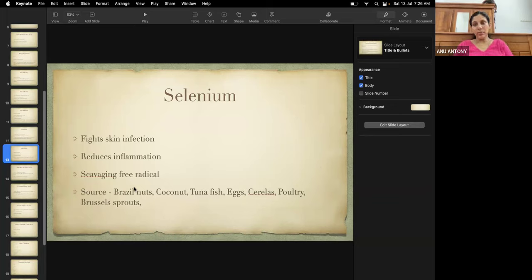Cereals, oats, rice, any cereals you can use as such. Again, poultry, chicken is also a good source of selenium. Then Brussels sprouts. Brussels sprouts, again, are not available in India. If you have a foreign client, definitely you can advise Brussels sprouts because it is a daily consumption for them. So these are the basic things.